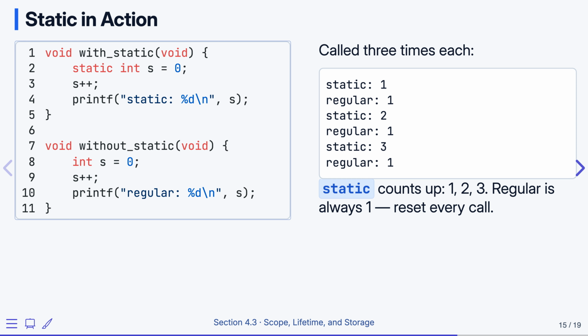Let's compare side by side. With static, S is declared static and starts at 0 once. Without static, S is a regular local, reset to 0 every call. Call each one 3 times. The static version counts up, 1, 2, 3. Its value survives between calls. The regular version is always 1. It is reset to 0 on every call, then incremented to 1. Same code, one keyword of difference, completely different behavior.